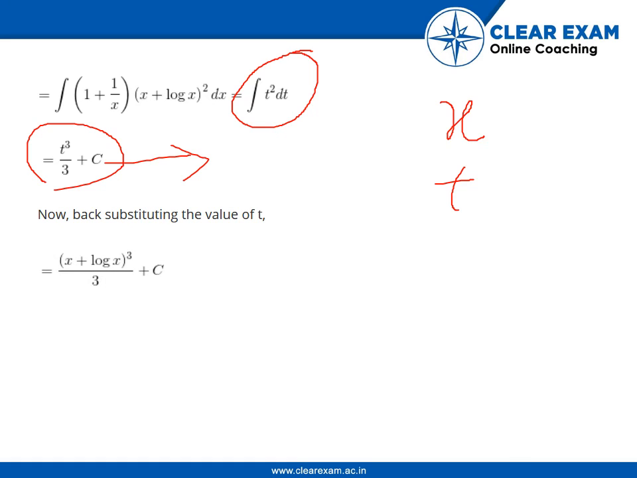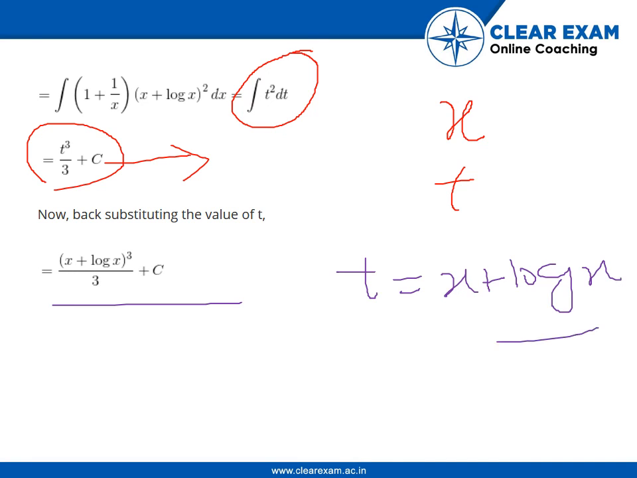So writing our final answer as (x plus log x) raised to the power 3 by 3 plus c, as we assumed that t is equal to x plus log x. So we substituted it in the numerator here.